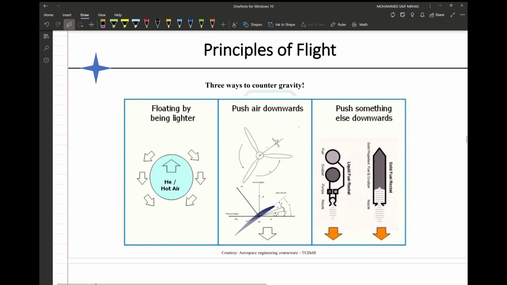So there are three principles of how flight is achieved. First, we have difference in density, where hot air is lower in density than cold air, so the hot air goes above. Then we also have pushing air downwards, where the air comes from this side and then stops here. Next is the natural tendency of air going from a higher pressure area to a lower pressure area, here above the wing. And then we have Newton's third law, where a force acting downward will have a backward reaction.